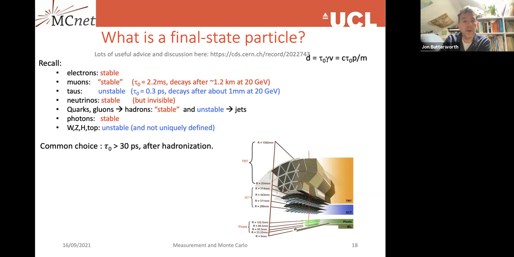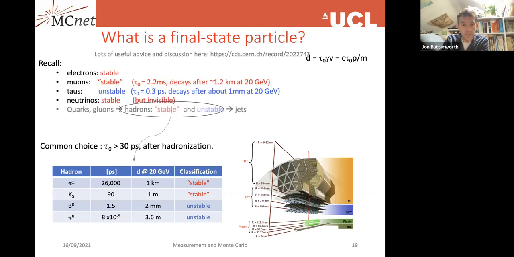There are some choices involved in all that, so we tend to define stable as being... Oh dear, it's a bit of a mess. Sorry, I should have checked this was working. Yeah, so we have to make some decisions about where we will treat things as operationally stable. A 30 picosecond proper lifetime is a common one, which, if you look at the lifetimes of some common particles, leaves you with the charged pions, as we discussed yesterday, being treated as stable, with the K short even being treated as stable, and of course the K long for sure.